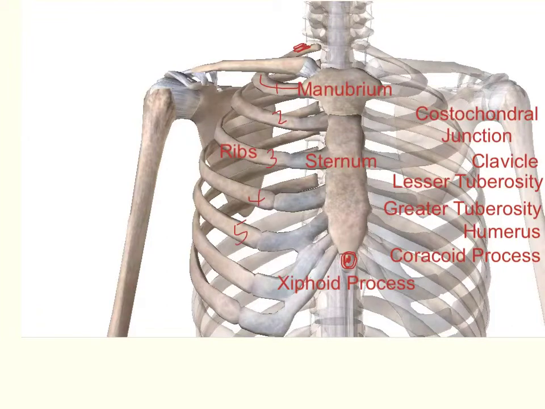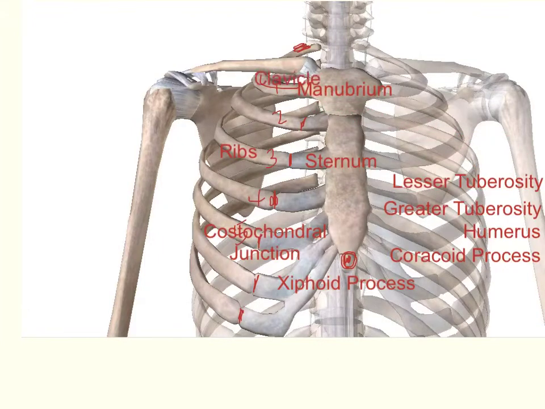And then along with the ribs you're going to have a costochondral junction. So you're going to have where the ribs and the cartilage come in and meet together. And that happens right in the front of your chest. So these little lines I'm drawing here are the costochondral junctions of the ribs and the cartilage. And then what we normally think of as your collarbone is called your clavicle.